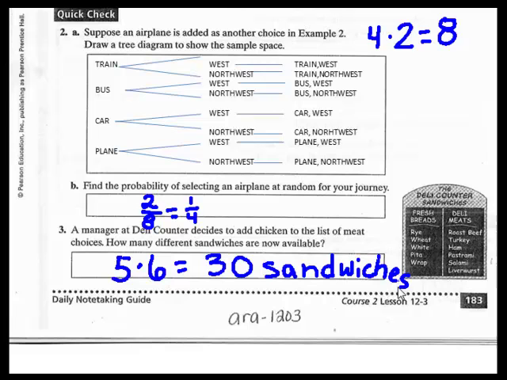I challenge you to go to Subway's website and discover how many different breads they offer and how many different meat choices they offer, and come up with how many sandwiches you can make at Subway. That doesn't even include all of the vegetable choices and the dressing choices. Good luck with that. Also, you can go to phschool.com and try the online quiz, ARA 1203.